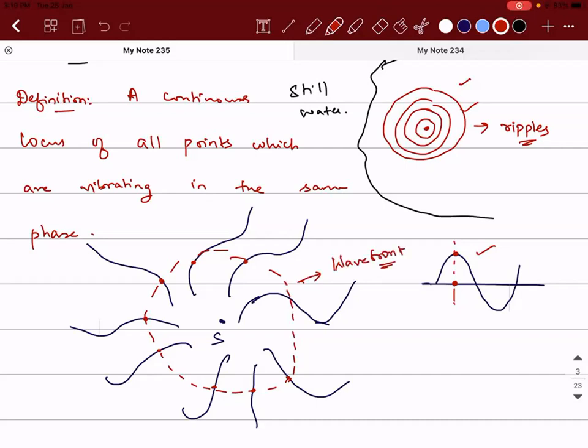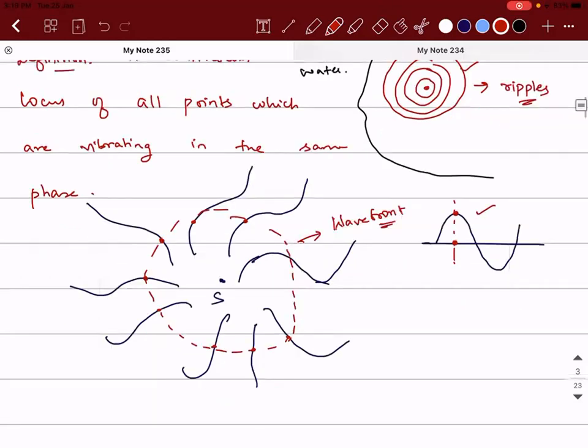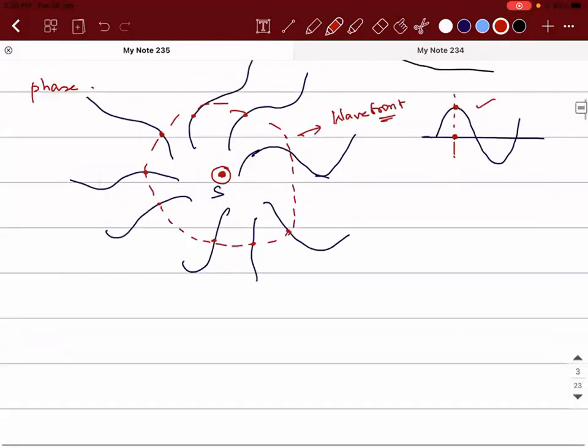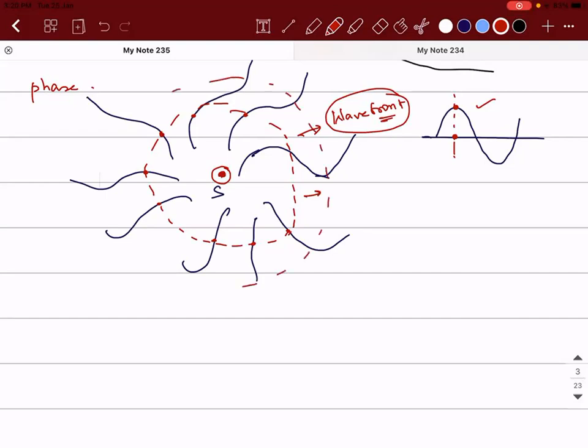Let me make it simple for you guys. If I have a point source, away from that point source light will start traveling in the form of wavefronts like this. It will travel in the form of spherical wavefronts, so that the energy is transmitted from one position to another. So basically, what is a wavefront? It is a locus, a shape obtained by all the moving points, the locus of all those points which are vibrating in the same phase.